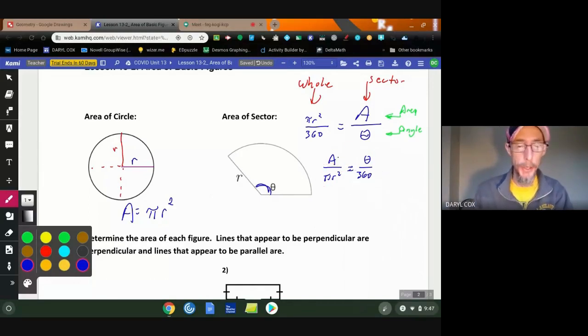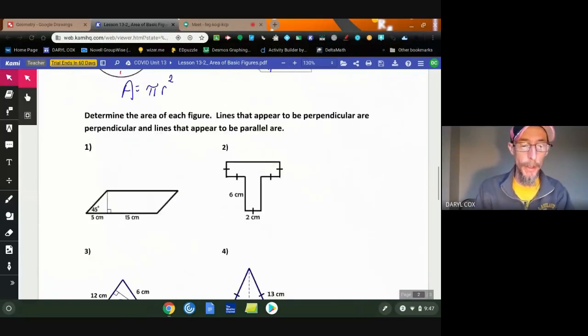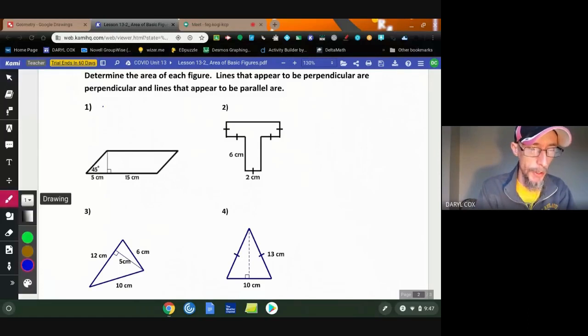Okay, so using these formulas now, all these different ways to look at it, we want to now calculate some areas. So first problem, determine the area of this figure here. So immediately looking at it, what formula for area are you going to use? So hopefully you said, I'm going to use area equals base times height because it's a parallelogram.